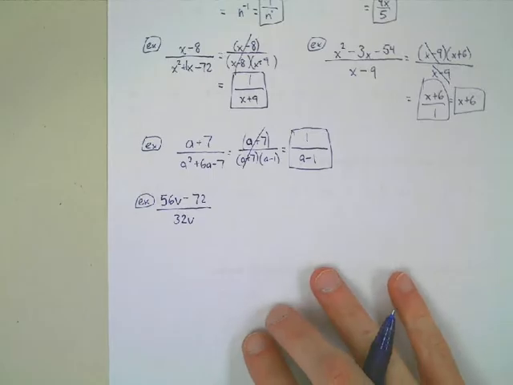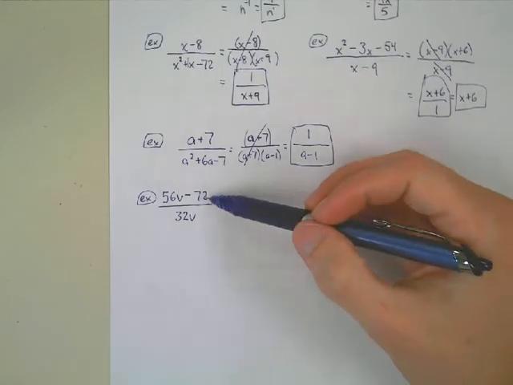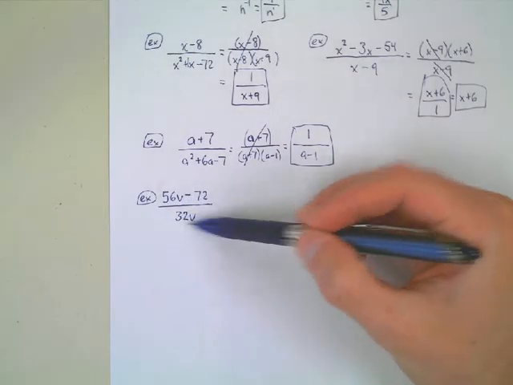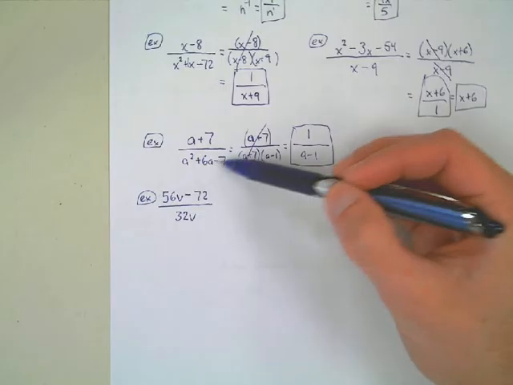Okay, what about simplifying this fraction? It would be the (56v minus 72) over 32v. We could break it up, but I'm going to have us keep it together. First of all, are either of these two things quadratics that we can factor, using our product-sum kind of thing? No.